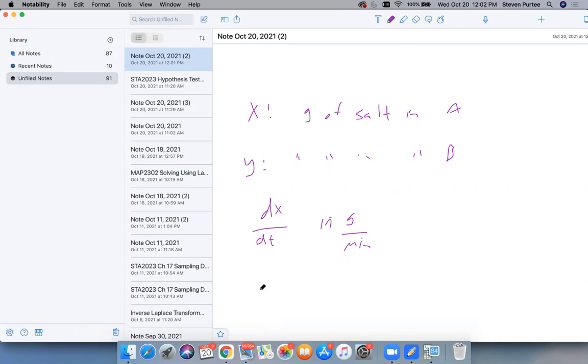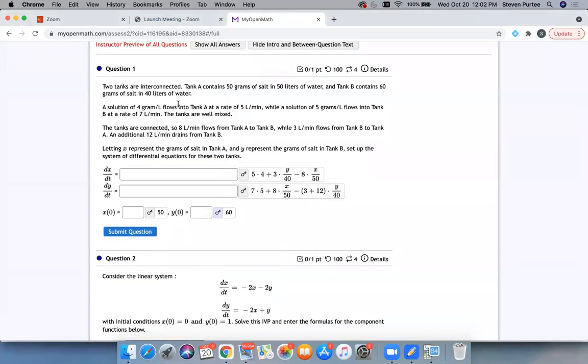Okay, so dx dt, everything that's coming into X, all the salt that's coming into X. So a solution of 4 grams per liter at a rate of 5 liters per minute. One of the first application problems we did was just like this. It was like the first group assignment. So grams per liter, that's not what I want. I want grams per minute. So that's how concentrated the stuff flowing into A is. This is how quickly it's coming in, 5 liters per minute.